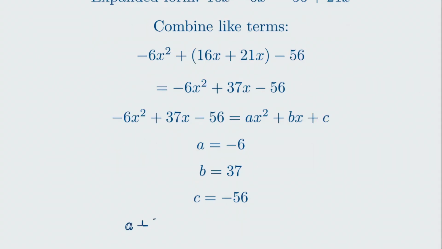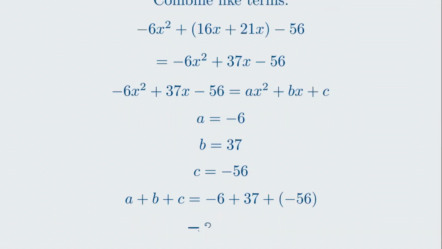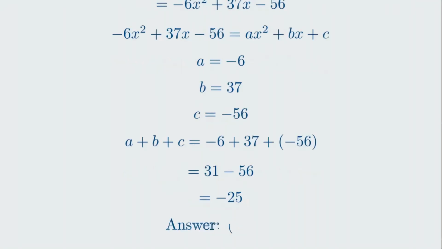The problem asks for a plus b plus c. We just substitute our values. Negative 6 plus 37 plus negative 56. This simplifies to 31 minus 56, which is negative 25. So the value of a plus b plus c is negative 25, which corresponds to answer choice A. We successfully expanded a product of binomials and then added the coefficients of the resulting quadratic.